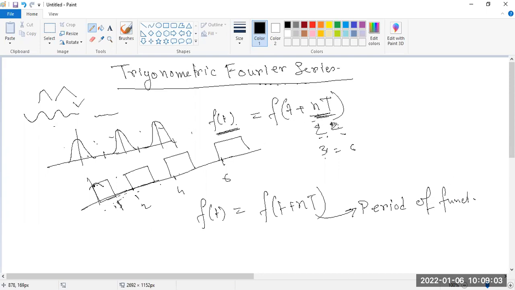So after every 2, it will be repeated. This is the period, and n is called an integer. According to the Fourier theorem, any practical periodic function of angular frequency omega 0 can be expressed as an infinite sum of sine or cosine functions that are integral multiples of omega 0. Thus, f(t) can be expressed in this way.